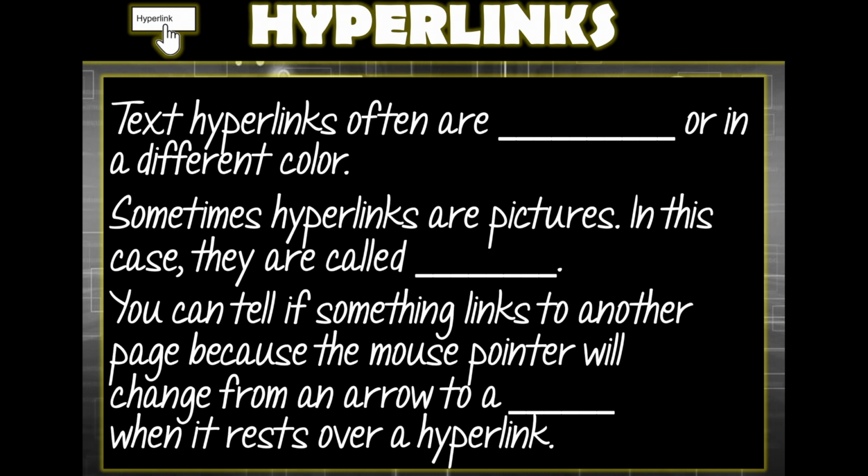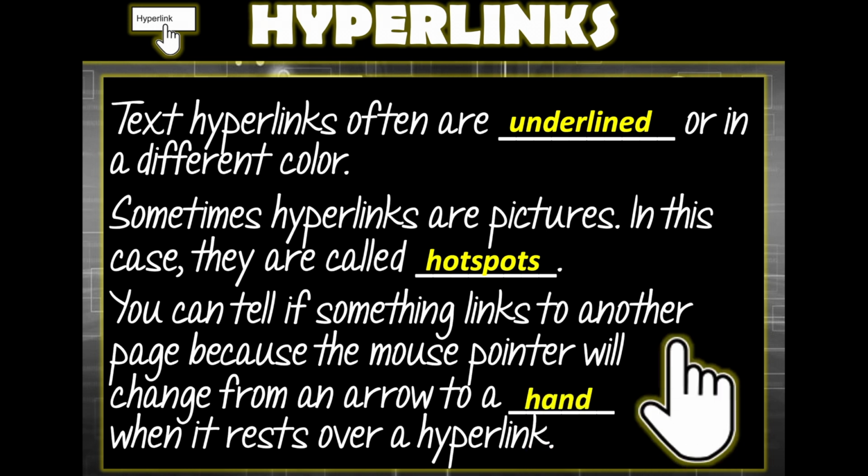Text hyperlinks are often underlined or in a different color. Sometimes hyperlinks are pictures. In this case, they are called hotspots. You can tell if something links to another page because the mouse pointer will change from an arrow to a hand when it rests over a hyperlink.